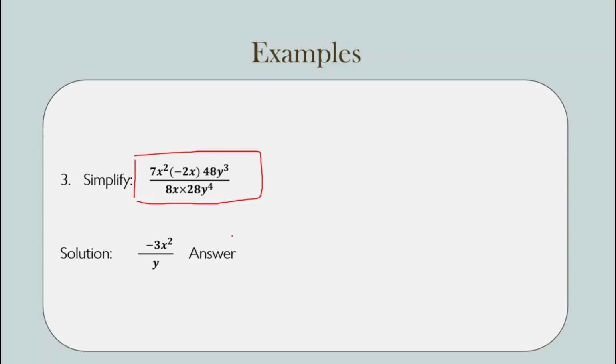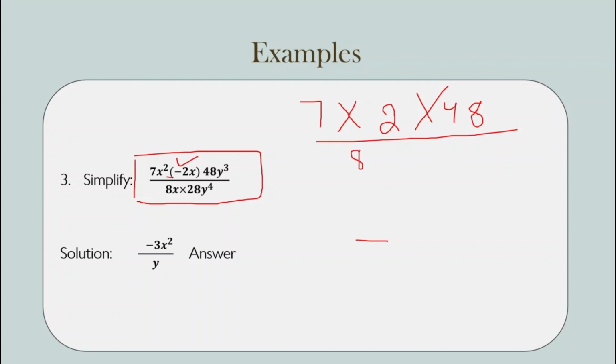Count the total number of negative signs. There is just one sign, negative. It means in your answer there would be a minus sign, right? Now solve for the numbers present in your question. So there is 7. Bracket always means multiplication. So there is 7 multiplied with 2 multiplied with 48, right? We will always solve for the numbers, especially in the beginning. If you are doing it for the first time, maybe you are in 7th grade or 8th grade, please do follow these steps. And in the denominator there is 8 and there is 28.